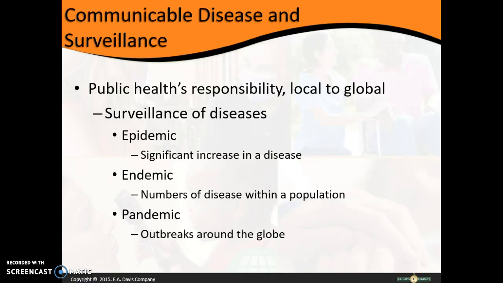So currently, public health's responsibility is, both at the local level and then globally across the world, to monitor and do surveillance of diseases. So make sure that you know these three terms: epidemic, which means a significant increase in disease; endemic means the numbers of disease within a specific population; and then pandemic, which means a global outbreak of a particular communicable disease.